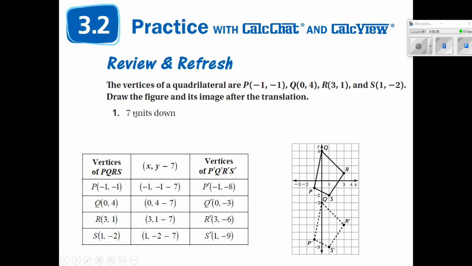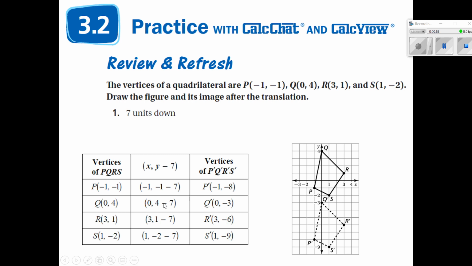Then when I go 7 units down, since going down is on the y-axis, that means I'll take the y in each coordinate and subtract 7 from it. So the y in P, which is (-1, -1), will be -1 minus 7, which is -8. So that would bring P prime down to -8.